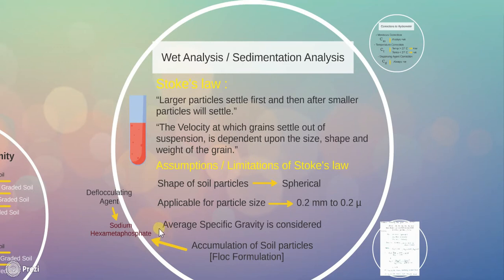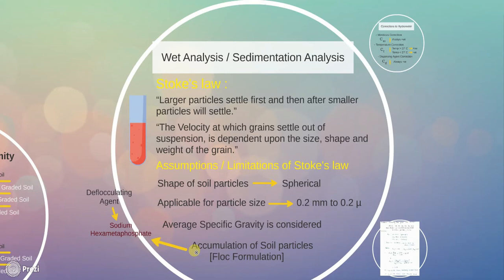The third point: it is assumed that the soil has an average specific gravity, but different particles may have different specific gravity depending upon their mineral constituents.